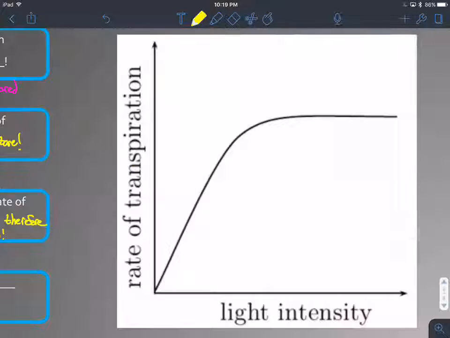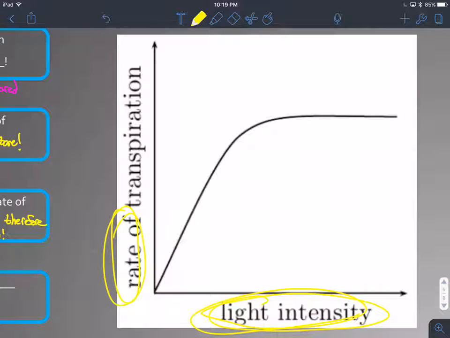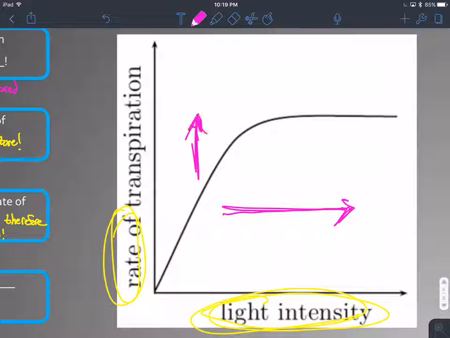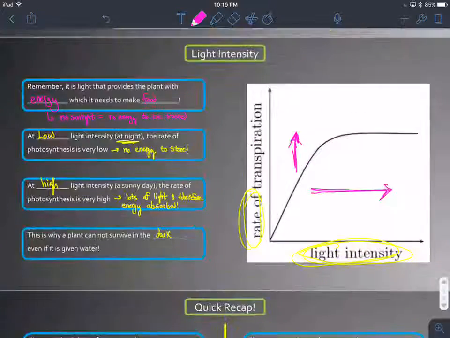And if we look at this graph that we have here on the right, you can see the light intensity and the rate of photosynthesis. As the light intensity increases to the right, you see that the rate of photosynthesis is increasing this way. Okay, so the more light intensity we have, the greater the rate of photosynthesis.